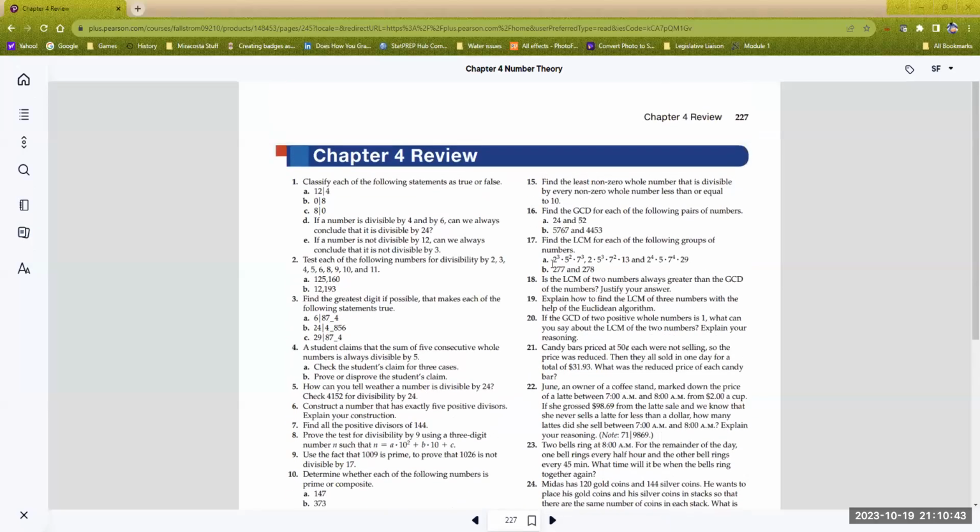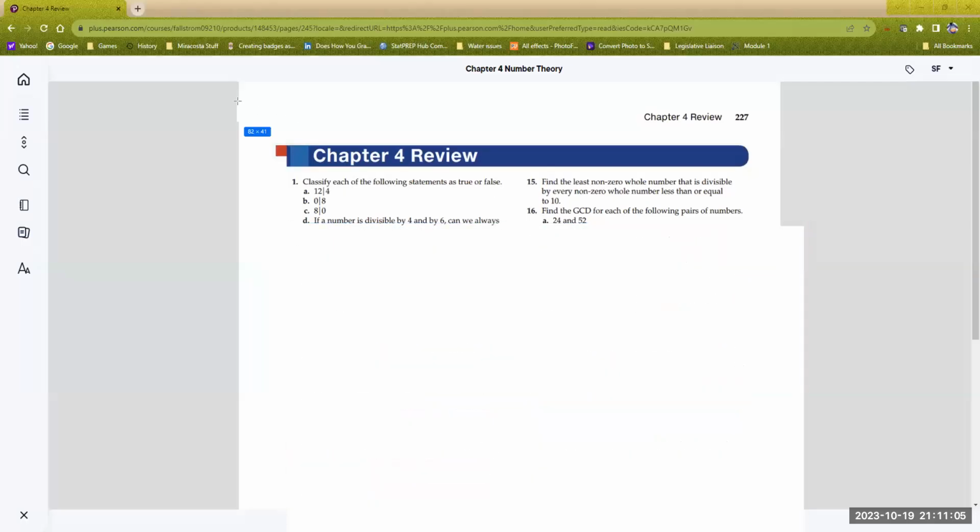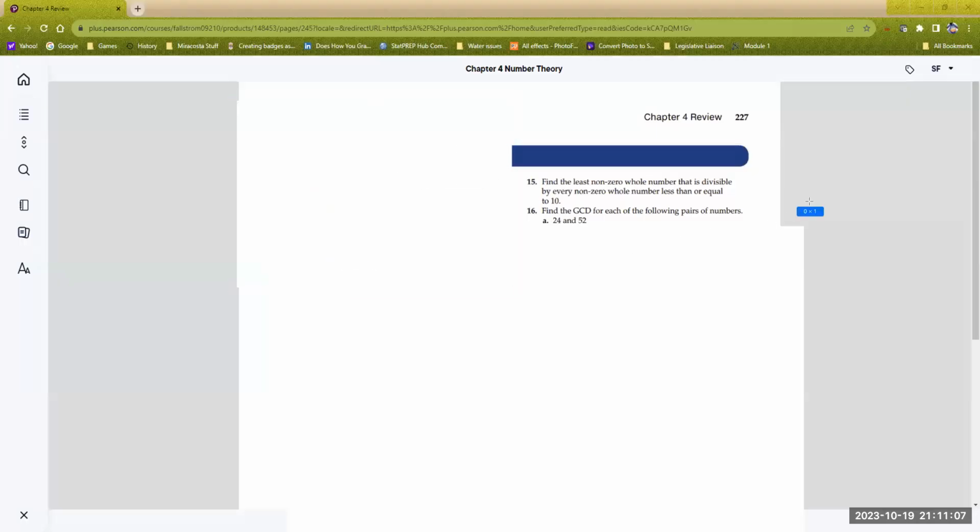Hello, students. I did have someone ask a question about chapter 4, question number 15. So let's take a look there. Question 15. The question here was about finding a particular number, the least non-zero number that's divisible by every non-zero whole number less than or equal to 10.